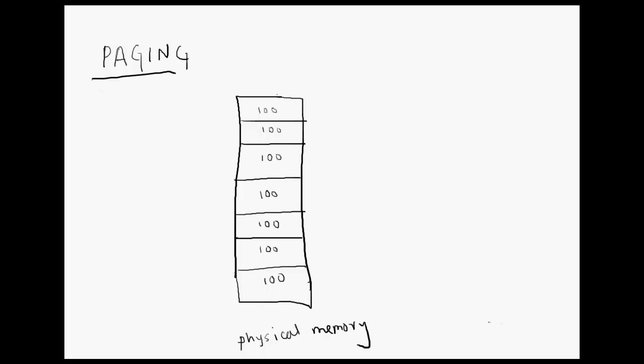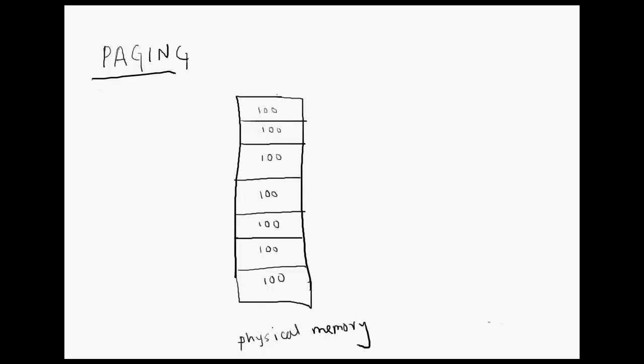Paging has a different type of fragmentation problem, which is called internal fragmentation. If a program is asking for 1 byte of data, we cannot give 1 byte of memory. We have to give 100 bytes of memory. So that means 99 bytes are getting unutilized. So that is called internal fragmentation. Paging has this problem of internal fragmentation.